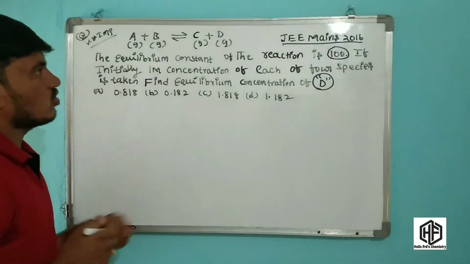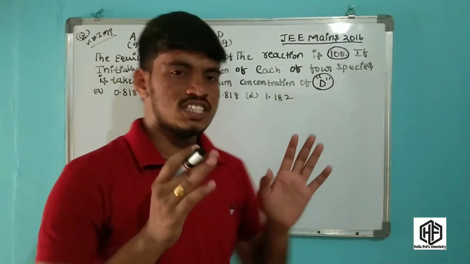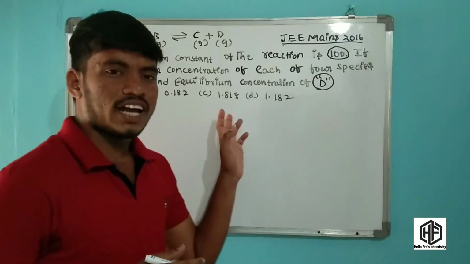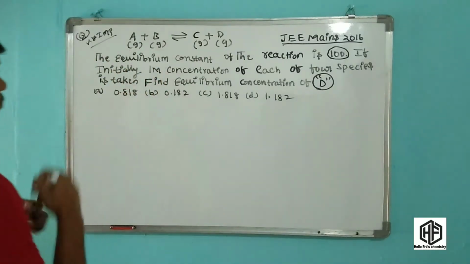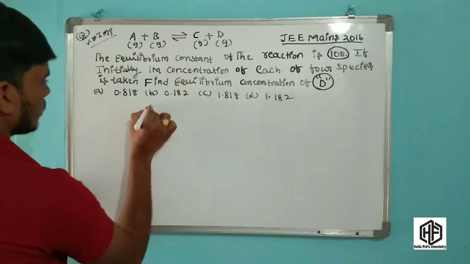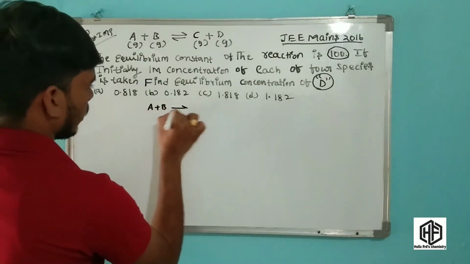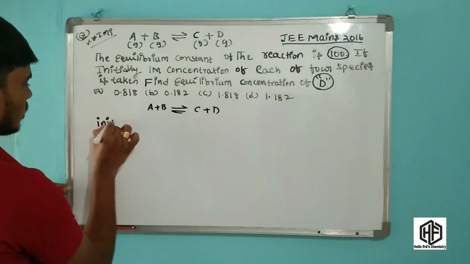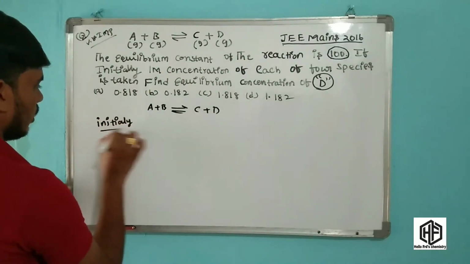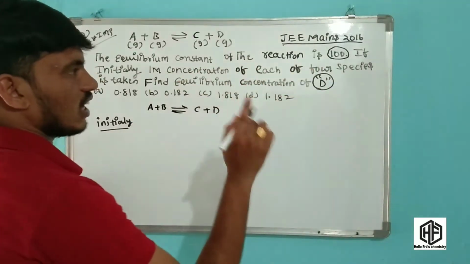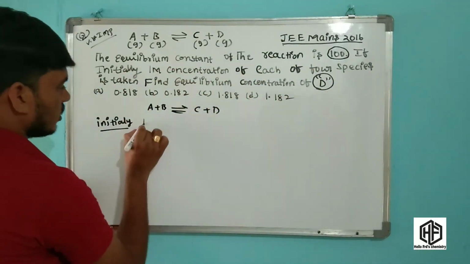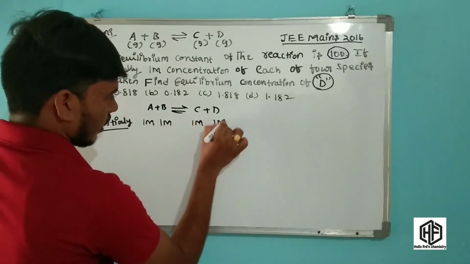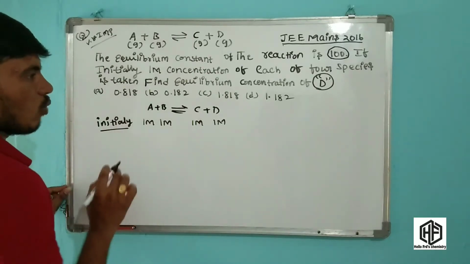Now how to solve these kinds of problems, friends? I hope you understand my lesson and solve these kinds of problems easily. First of all, what is the reaction, friends? A plus B gives C plus D. Initially, each of the four species is at 1 molar concentration. This is 1 molar concentration, and 1 molar, and 1 molar. This is the initial state.